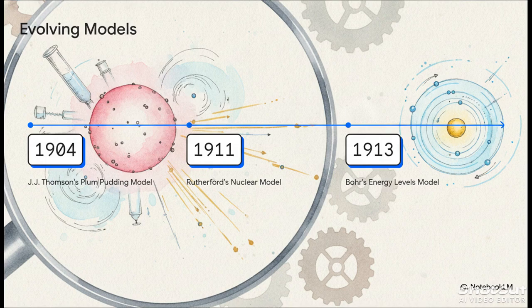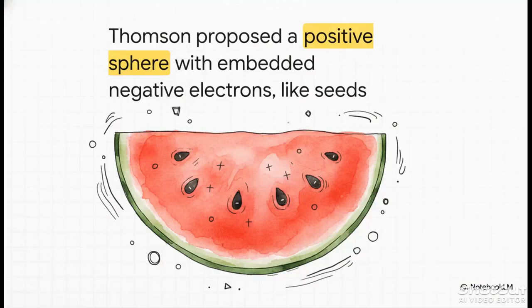We can trace this detective arc chronologically, starting from Thomson in 1904 to Rutherford in 1911, and then Bohr in 1913. And what's really cool is watching how each scientist overcame the specific physical flaws of the model that came just before them. Let's start with Thomson.